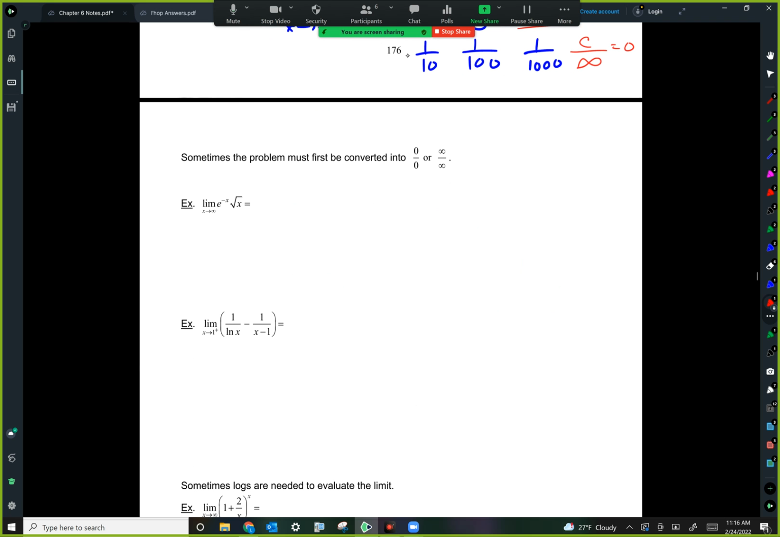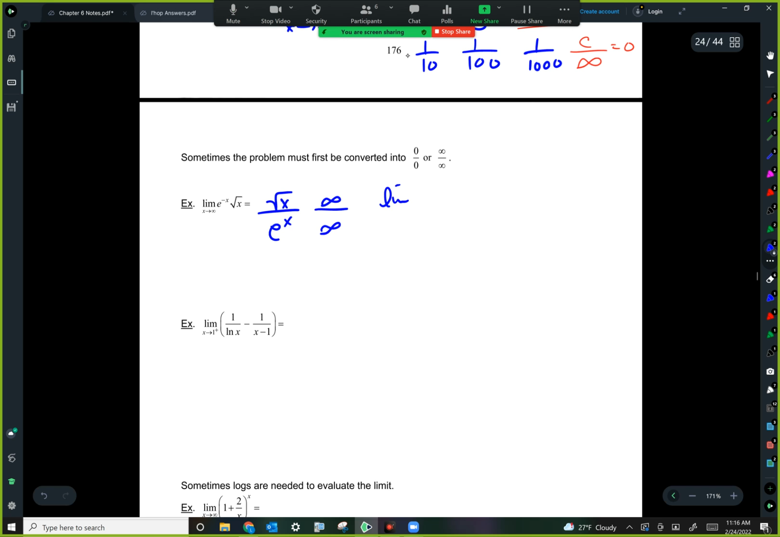Now, when I first start this example, I can tell you right now it's going to be a problem, because I'm not going to end up with 0 over 0 or infinity over infinity, because it's not even a fraction. So maybe before I substitute, I need to picture this as a fraction. Do you see that because that e has a negative x, I could picture this as square root of x over e to the x so that it looks like a fraction? Now, substitute square root of infinity over e to the infinity. Okay, great. Indeterminate form. So I can use L'Hopital.